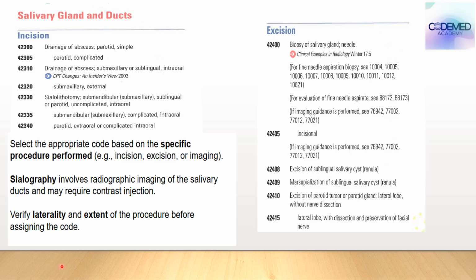Then you have to verify the laterality and extent of the procedure before assigning the code, and pay attention to all the parenthetical notes, because if you see the parenthetical notes here, they say if image guidance is performed for the biopsy of the salivary gland, we need to add the code here. Reading the parenthetical notes properly is of utmost importance all through your CPT book.